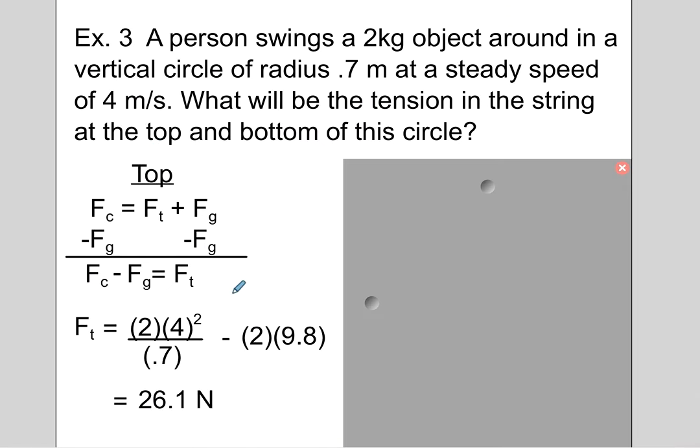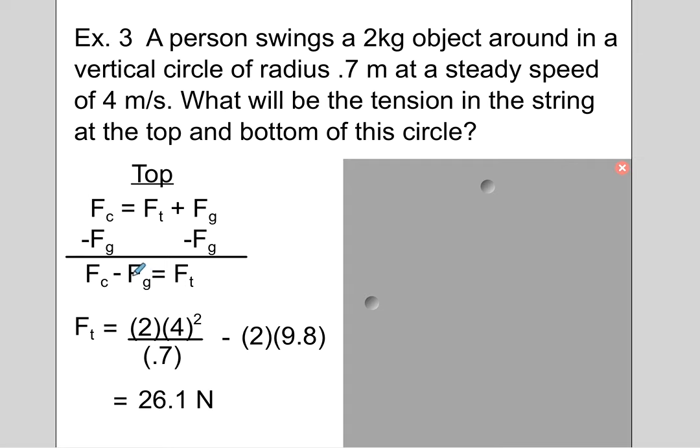All right, so back to the problem. The centripetal force is equal to the tension force plus the gravity force when it's at the top of the circle. So I'm simply going to plug in the numbers that I know to solve for what I don't know, which is the tension. I want the tension force, so I subtract the gravity force from both sides. So the tension force is equal to the centripetal force minus the gravity force.